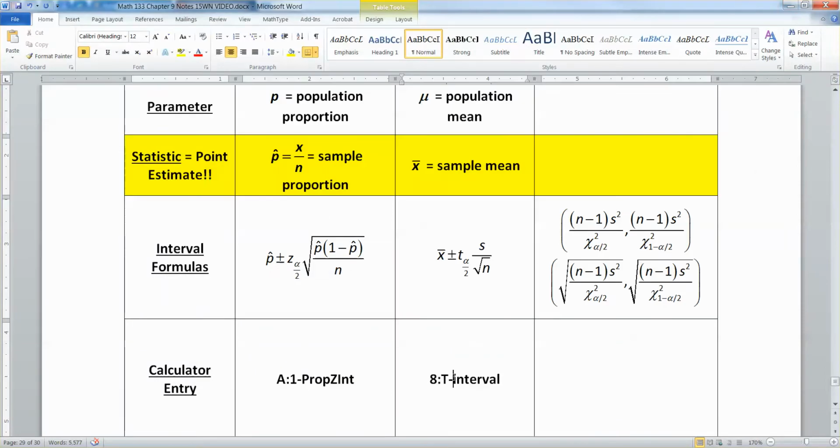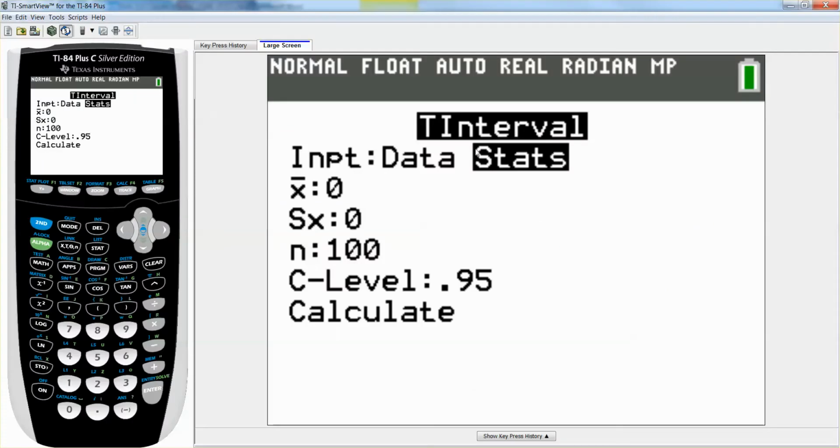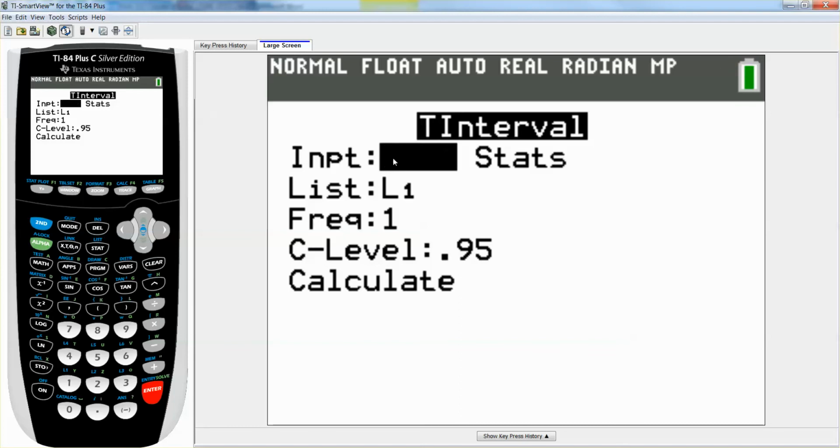Now when you choose t interval, you have a choice when you're running it on the calculator. You either have the option of data or stats. Now remember, data, if you press enter on data, means you have some data set in list 1 that you want to look at. So you put in your data set for list 1, always leave your frequency at 1, put in your C-level, and then calculate.